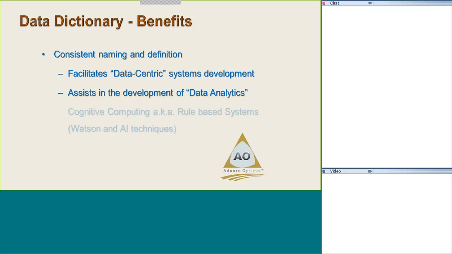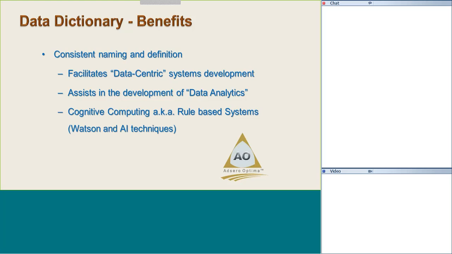Cognitive computing, aka rule-based systems. Watson and AI techniques. Now, you guys may not at this stage even be considering cognitive computing or the Watson AI type techniques. And probably the reason that you can't even consider it at this point in time is simply because you haven't got a tight enough handle on your database and your data definitions and your data dictionary.